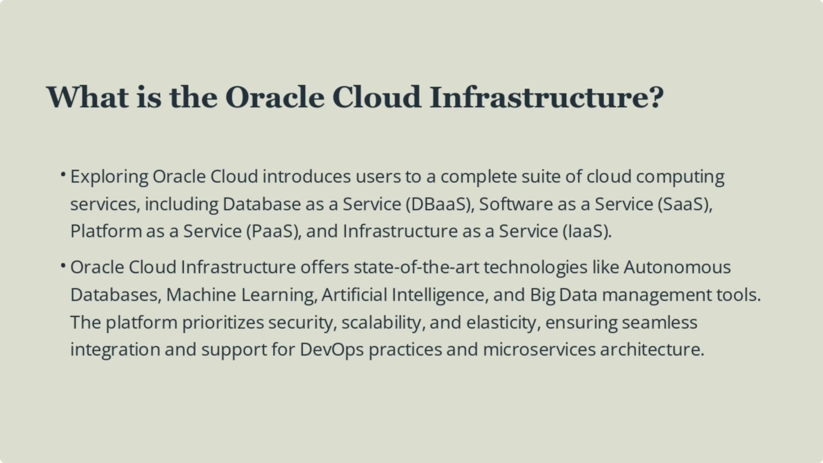What is the Oracle Cloud Infrastructure? Oracle Cloud Infrastructure is a comprehensive suite of cloud computing services encompassing database as a service, DBaaS, software as a service, SaaS, platform as a service, PaaS, and infrastructure as a service, IaaS. It features advanced technologies such as autonomous databases, machine learning, artificial intelligence, and big data management tools. Security, scalability, and elasticity are prioritized, ensuring seamless integration and support for DevOps practices and microservices architecture.